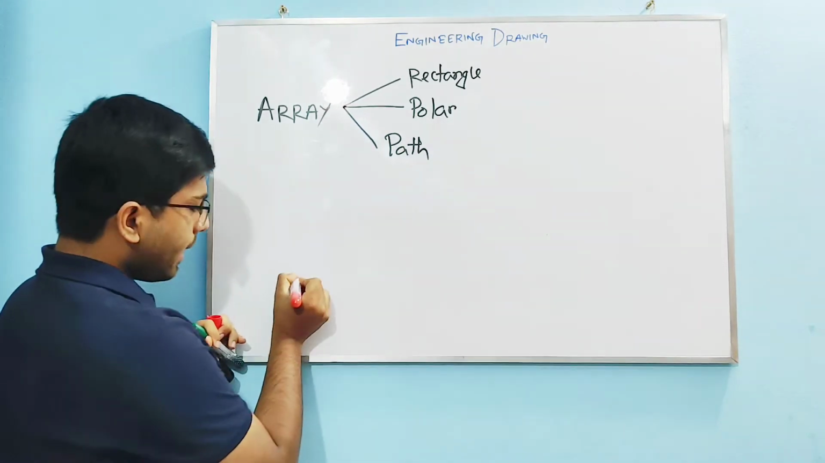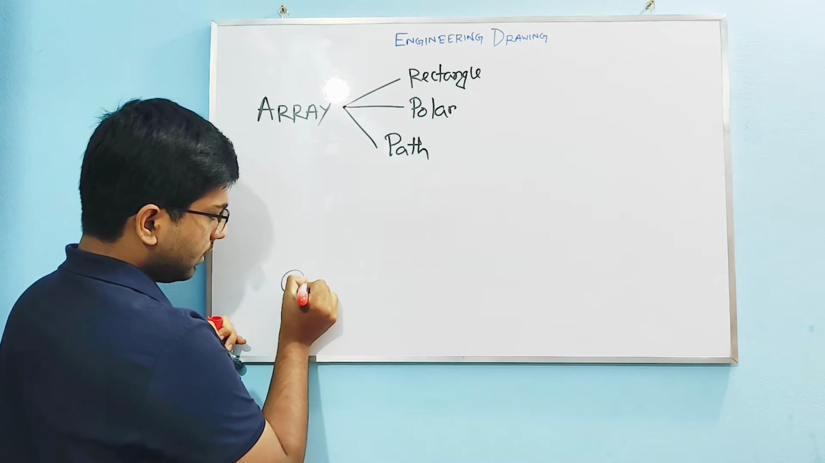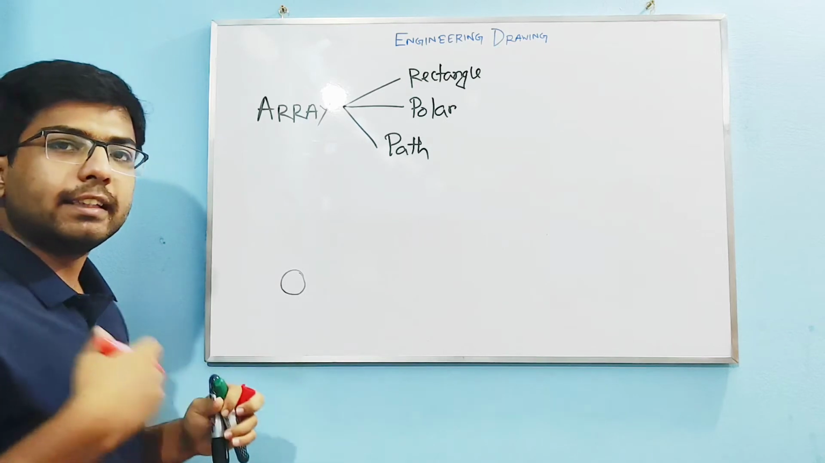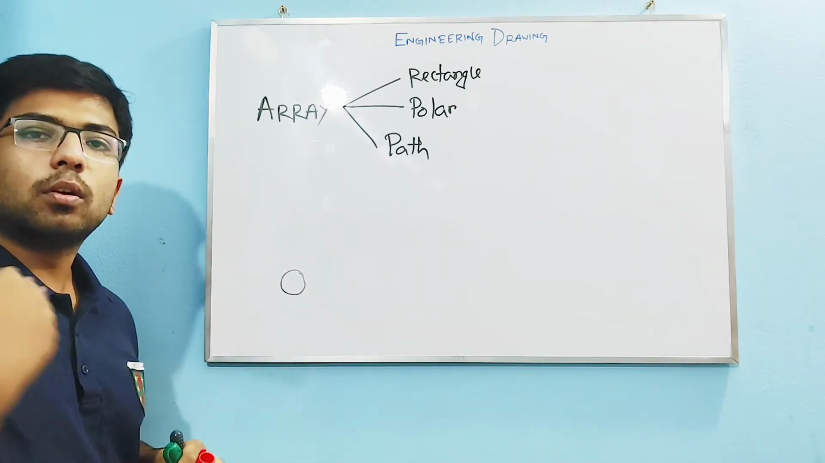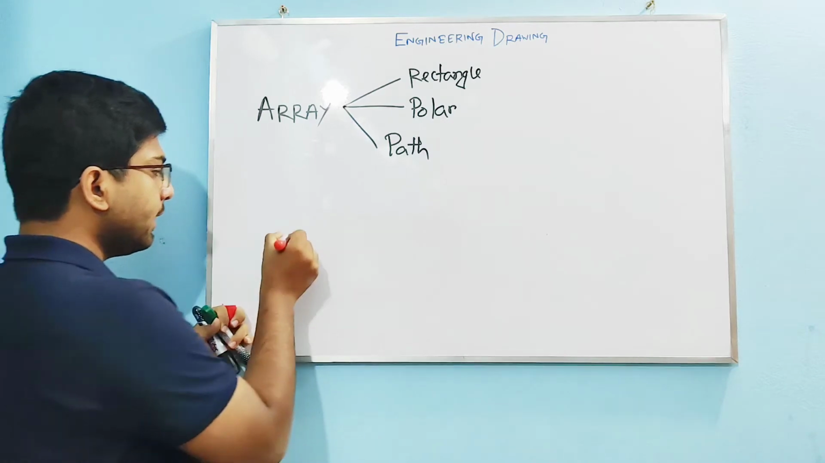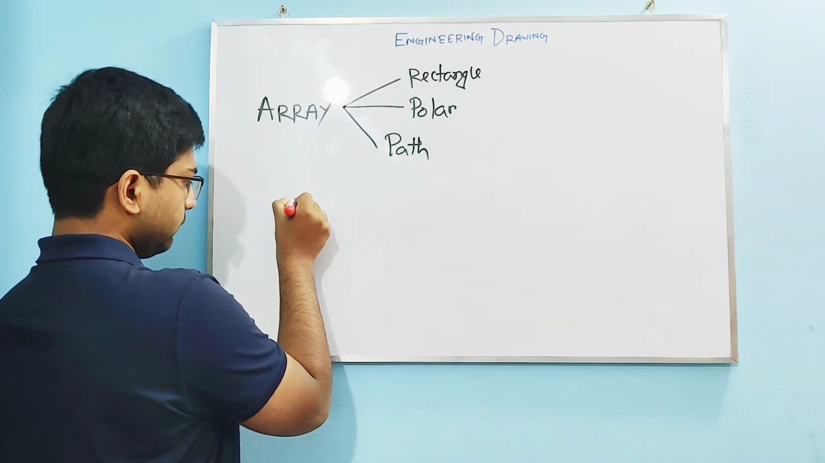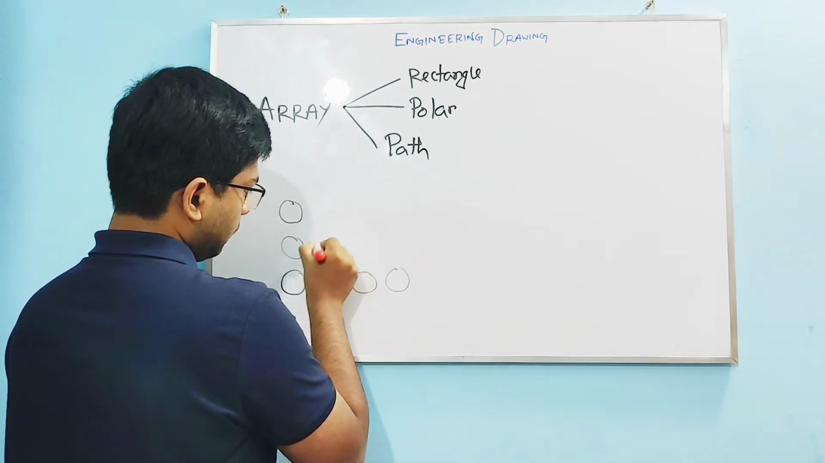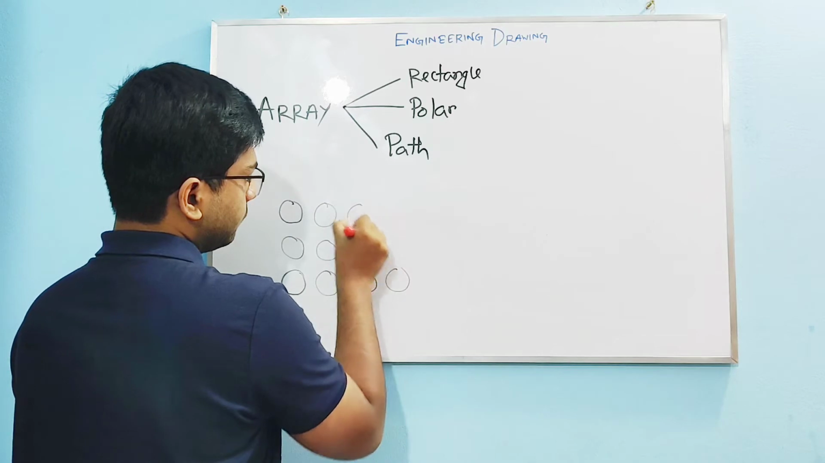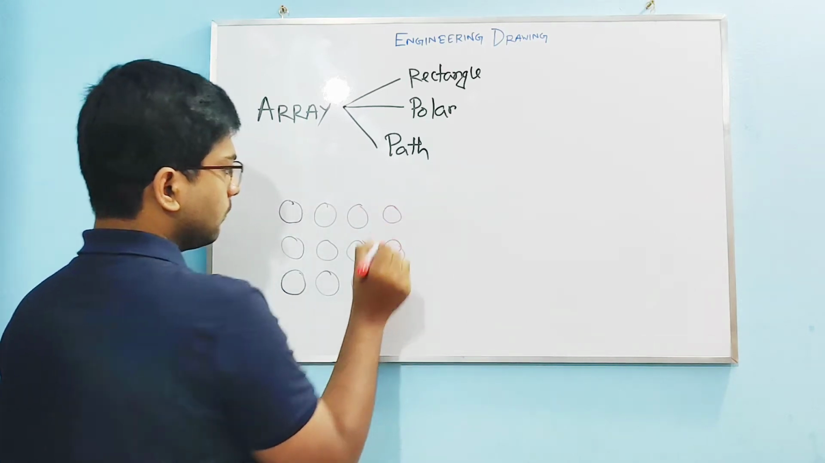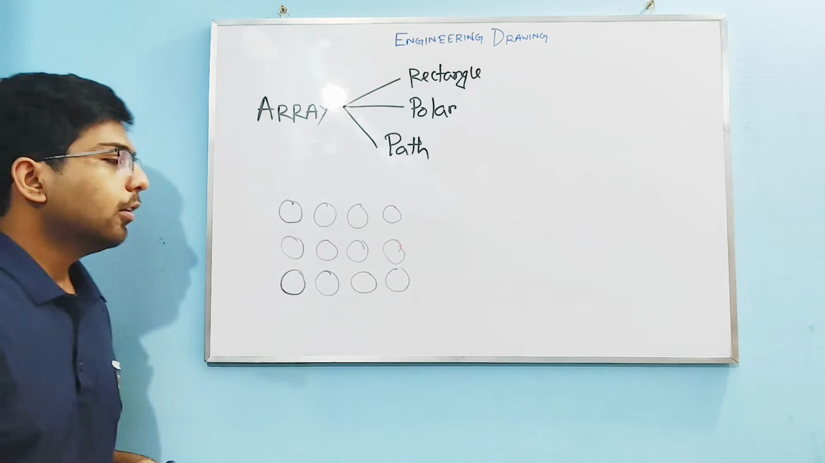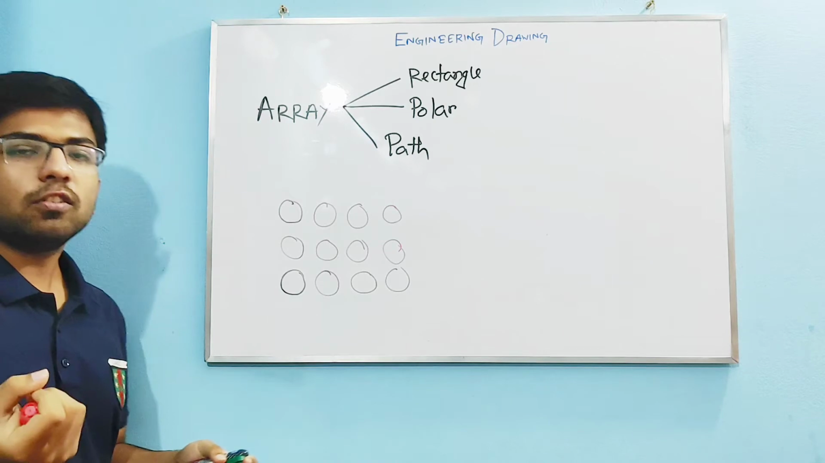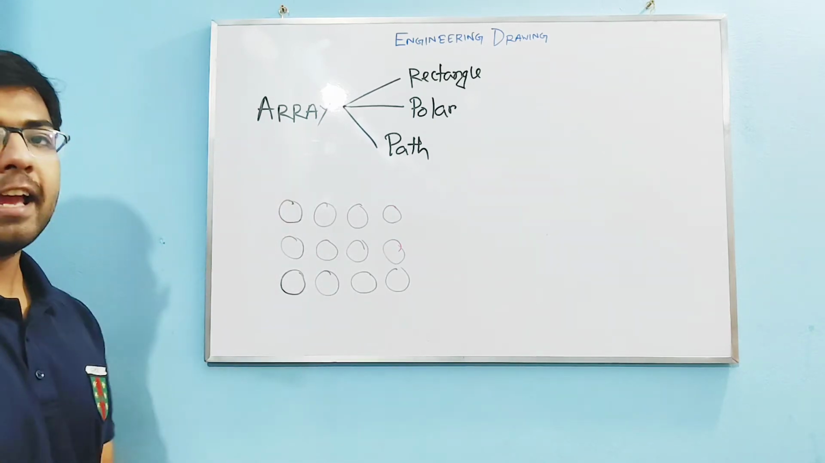For example, I have an object like a circle. Okay, so I want this circle in multiple rows and columns. For example, in 3 rows and 4 columns. So we can do it manually by drawing 12 circles, but the efficient way is to use this array command.